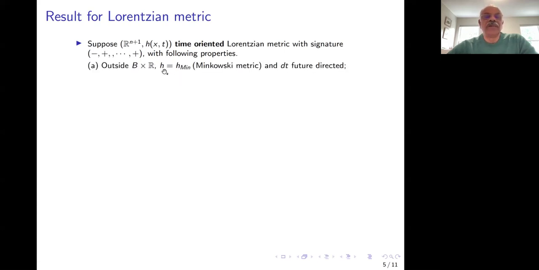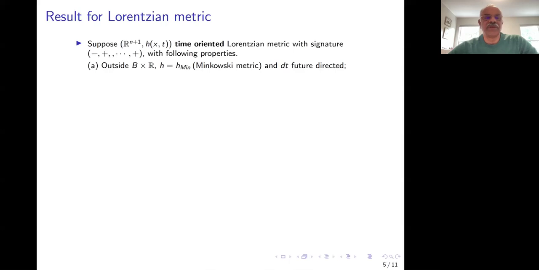So we assume that the Lorentzian metric is the Minkowski metric outside the cylinder B cross R, and that ∂_t is future directed. So from the time orientation, we assume that outside, ∂_t is future directed.